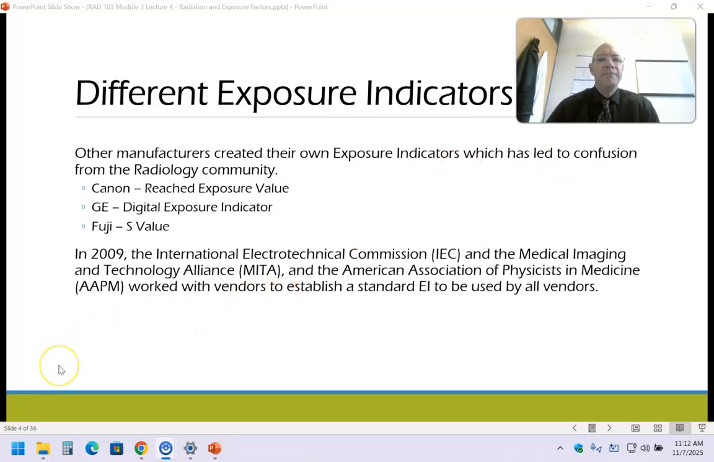Just as a background, because we have so many different types of exposure values, or names of those exposure values, a group or committee was put together in 2009 to try to standardize everything. It didn't really work out that well. As a matter of fact, I think they are the ones that ended up coming up with deviation index. But let's take a look at some examples of different manufacturers and how their numbers are related to exposure.